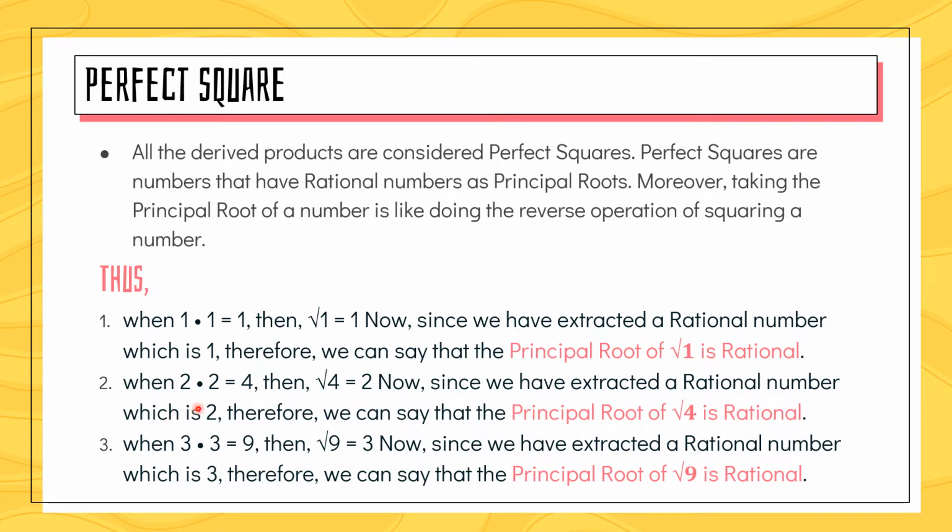When 2 times 2 is equal to 4, then the square root of 4 is equal to 2. Now, since we have extracted a rational number, which is 2, therefore we can say the principal root, the square root of 4, is a rational number. Then, when 3 times 3 is equal to 9, then the square root of 9 is equal to 3. Now, since we have extracted a rational number, which is 3, therefore, we can say that the principal root, the square root of 9, is irrational.